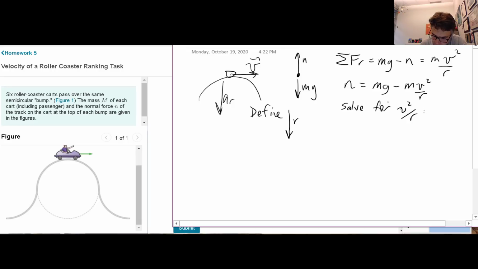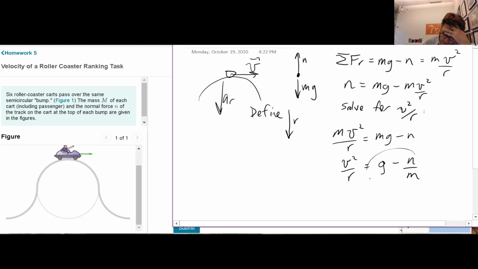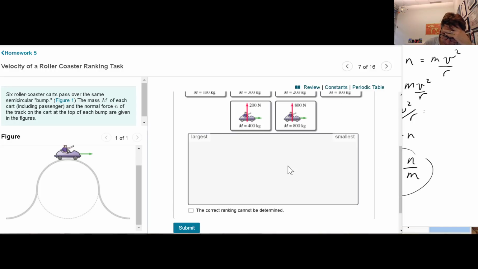So what will we get? We'll get mv squared over r is equal to mg minus the n. Let's divide both sides by m. We get v squared over r is equal to g minus n divided by m. Interesting. So g is a fixed value, so what this means is that you can find n divided by m for all of these, right?